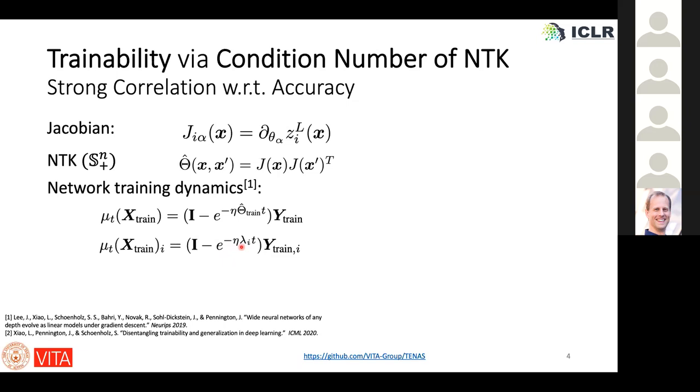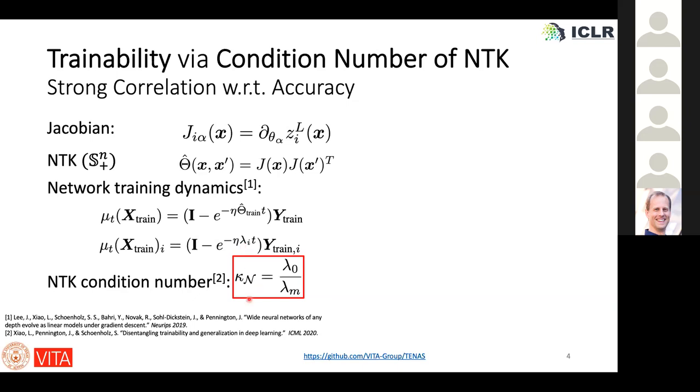And ideally, we hope the network can learn all the information from the dataset, and we don't want a network that can only learn some easy patterns and just get rid of the hard patterns from the dataset. That means we hope that different lambda i's can provide a more balanced training speed for the whole dataset. So the idea of using the NTK condition number to indicate trainability is that we hope the learning speed of the network on different patterns of the dataset can be balanced.